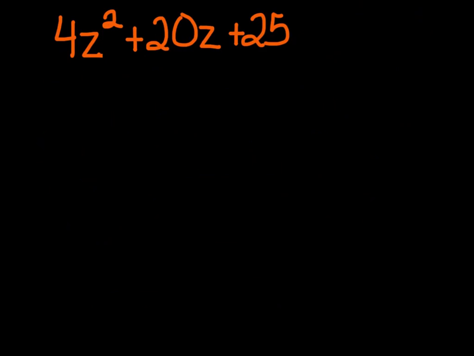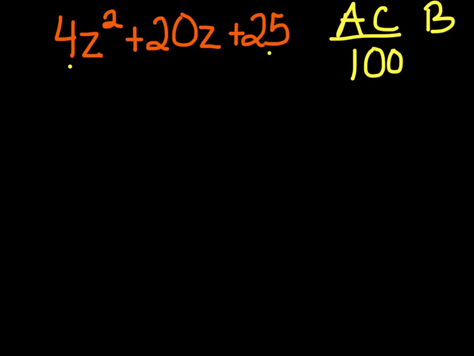Okay, here's an ugly one, 4z squared plus 20z plus 25, and we want to factor that. So first we look and see, do we have a GCF? Is there something that goes into 4 and 20 and 25? And there's not. So then we figure out what is AC and what is B. In this case, A is 4 and C is 25. 4 times 25 is 100. B is going to be 20. So we're looking at factors of 100 that add to get 20.